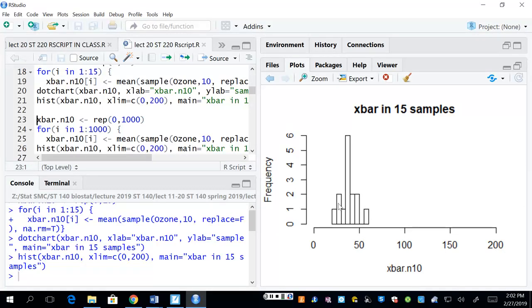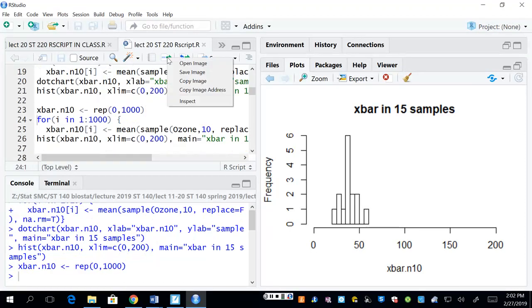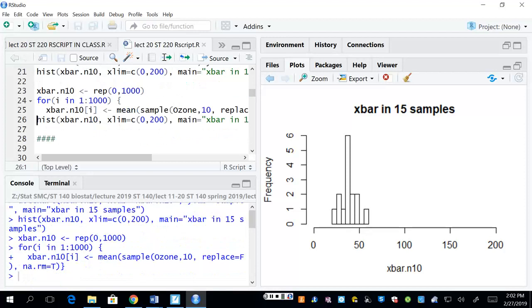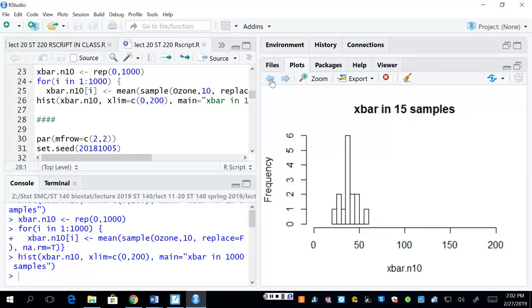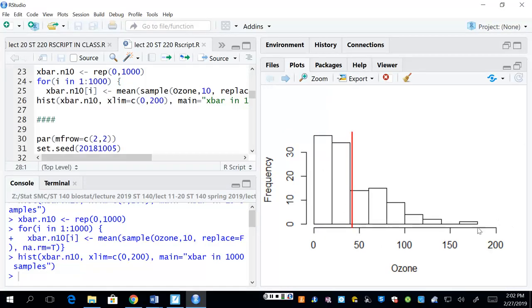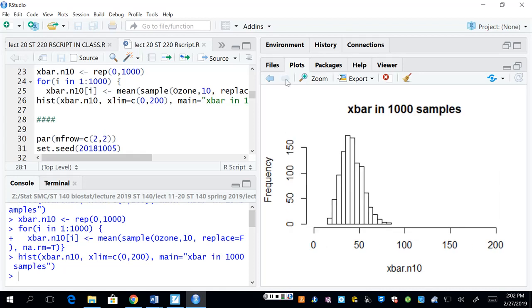So that's just 15 samples. So that represents the sampling distribution of X bar in a way, but I can easily do, say, 1,000. So I'm going to take 1,000 samples and show you the histogram of 1,000 different samples. Now the original ozone looked like this. It ranged 0 to 200 or so, pretty skewed. Now I'm taking samples of size 10.